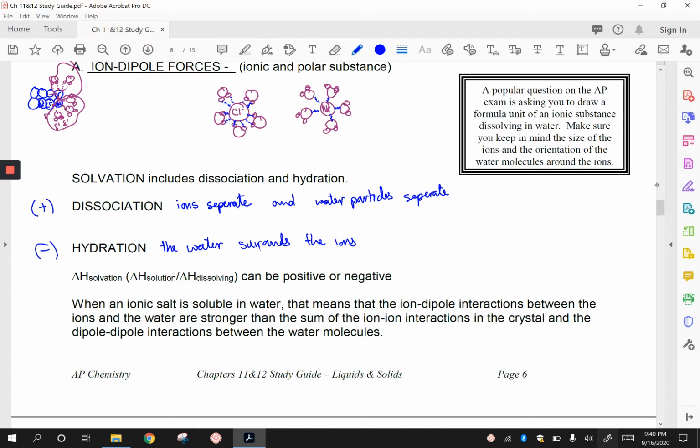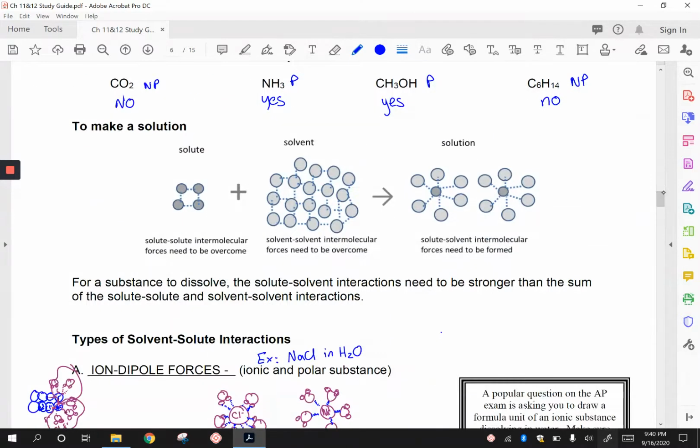So when an ionic salt is soluble in water, what that means is that the ion-dipole interactions, these attractions right here, between the ions and the water, have to be stronger than the sum of the ion-ion interactions in the crystal, in order to break that crystal, overcome those ionic interactions, and the dipole-dipole interactions between the water particles. So again, it's basically saying what I said earlier here. In order for this to happen, these attractions need to be stronger than these attractions and these attractions.